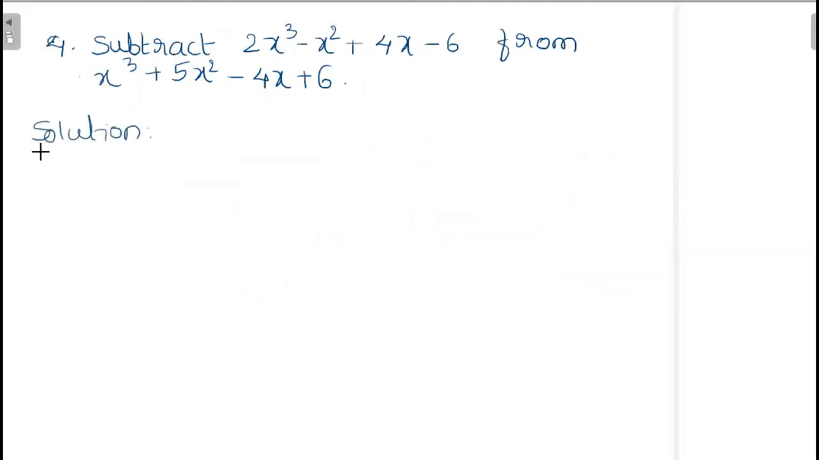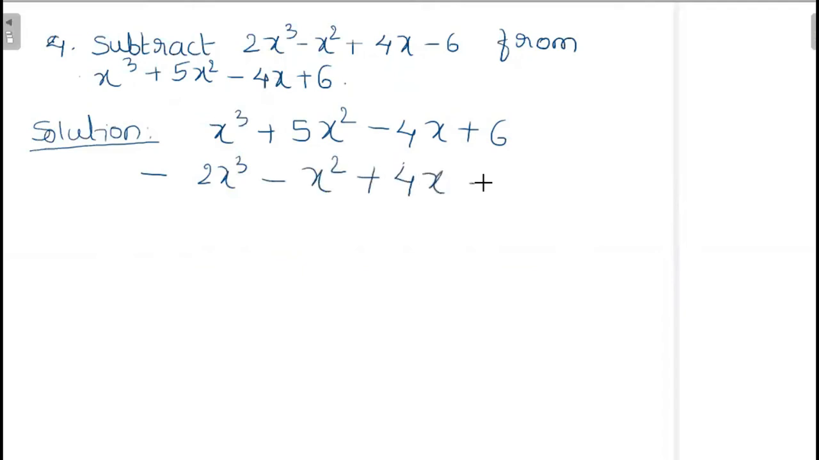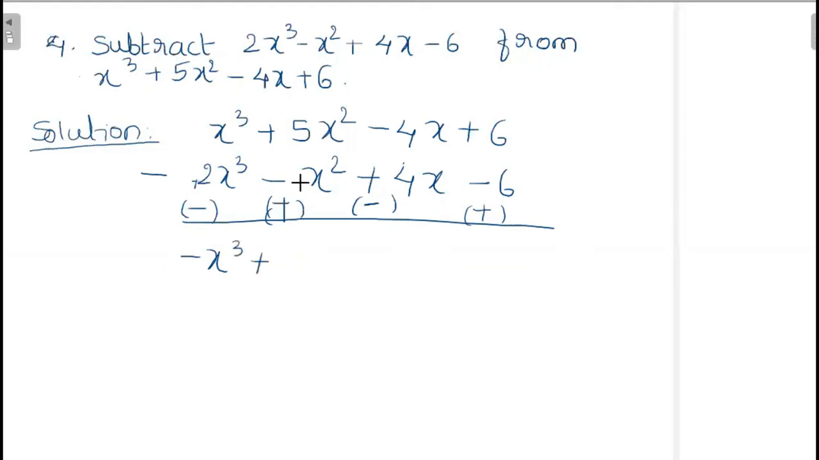While solving you also take down the problem and solve with me. Subtract this from this. So which one you have to write first? This one, it is x cube plus 5x square minus 4x plus 6. Subtract minus 2x cube minus x square plus 4x minus 6. Change the sign, that is important. Here nothing is there means it is plus. So x cube minus 2x cube, it is minus x cube. Plus 5 plus 1, 6x square, minus 4x minus 4x, minus 8x plus 12.